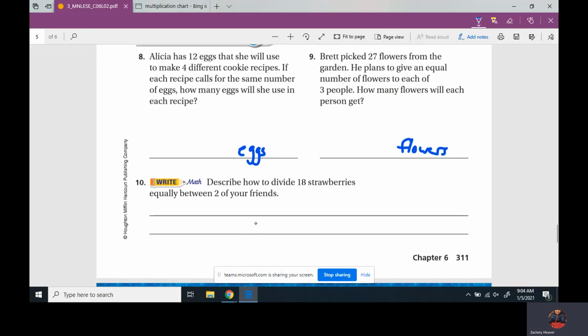And then this one, we have 18 strawberries, and we want to divide them between 2 friends. So all we have to do is draw 2 groups and count out 18 between the groups, or between them.